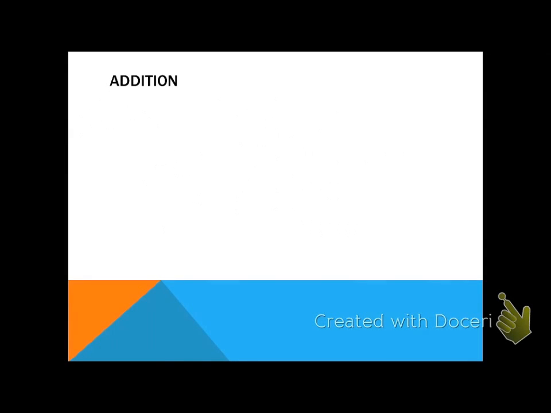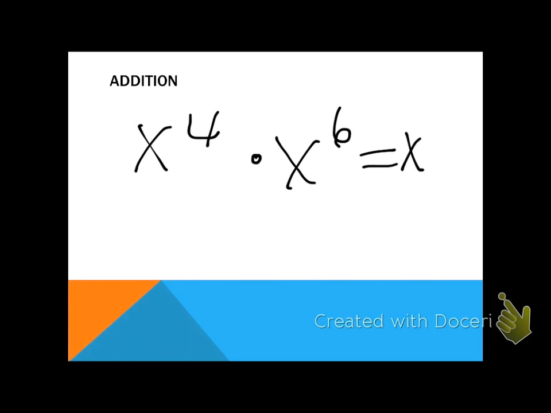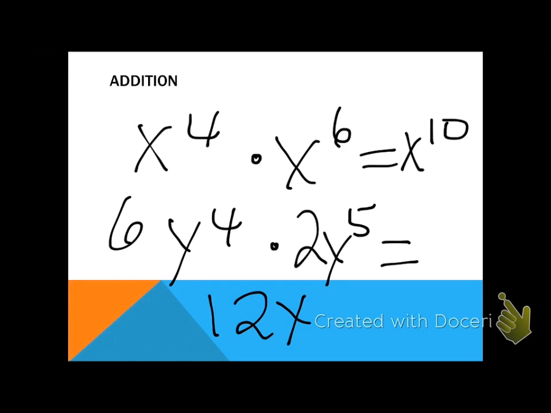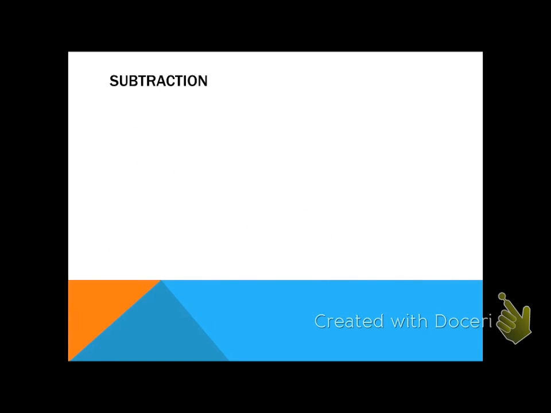Alright, addition, which is more like multiplication. When multiplying terms with like bases that have exponents, add the exponents and do nothing to the bases. So we got x^4 times x^6 equals x^10. And if you have coefficients, multiply them like you normally would. Alright, so subtraction is pretty much the same as addition, except, division.